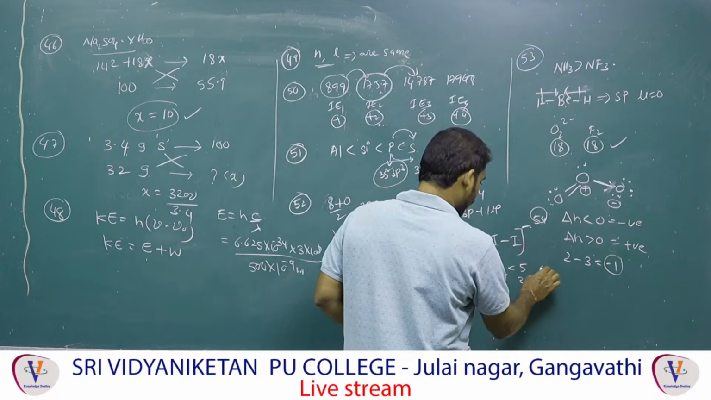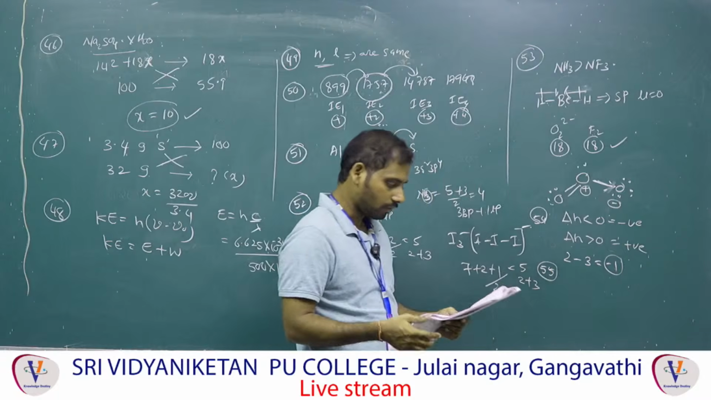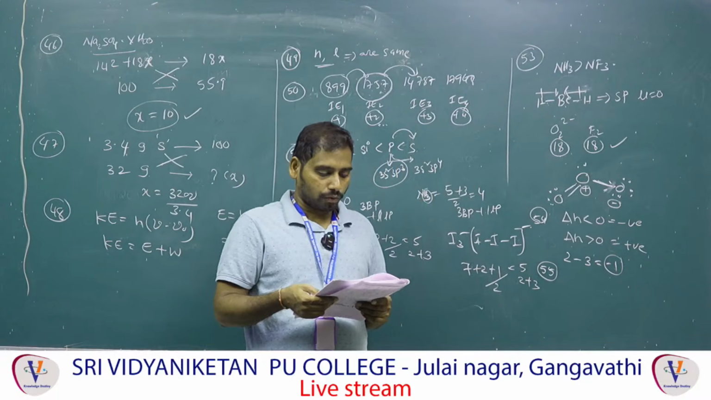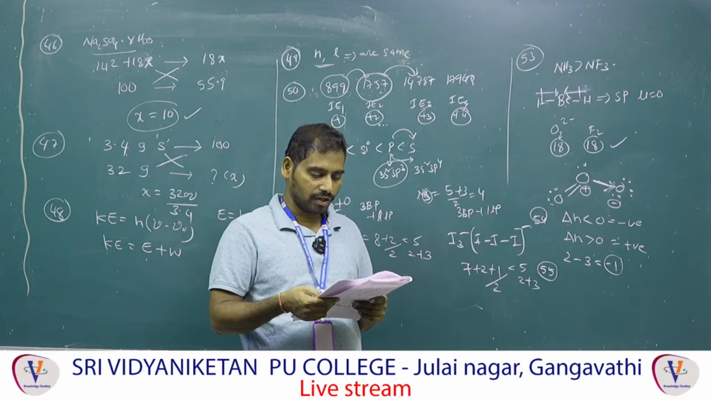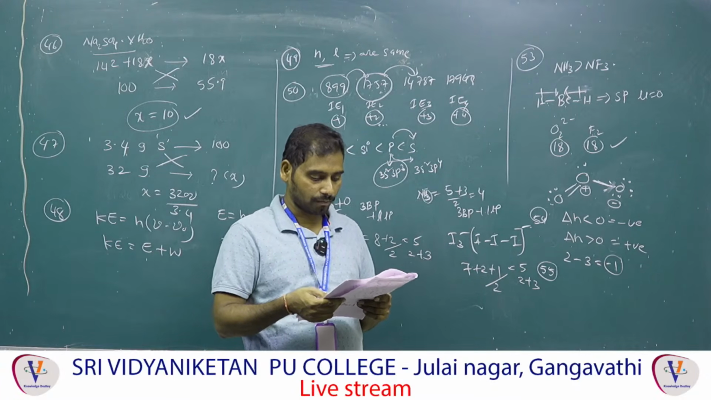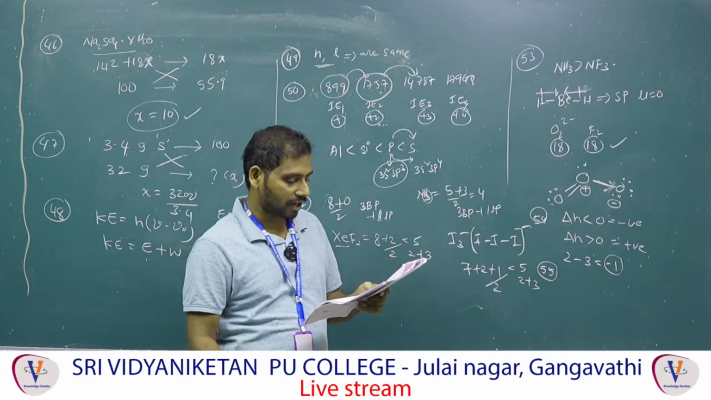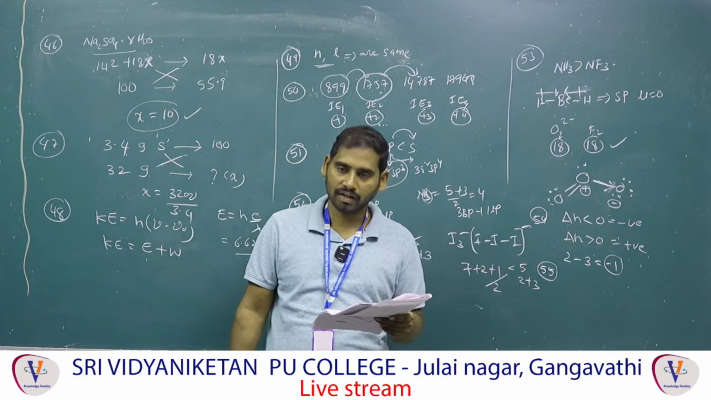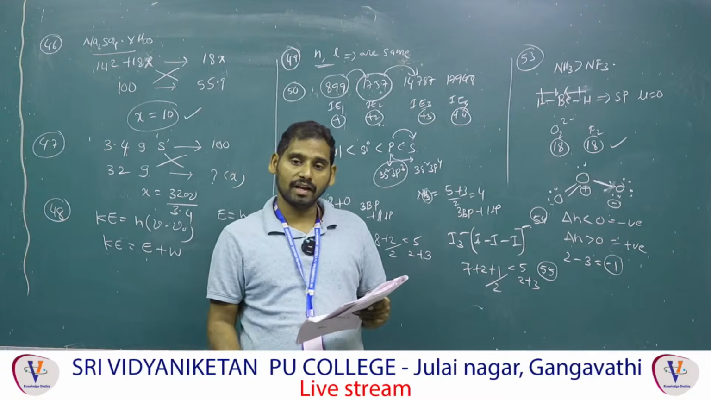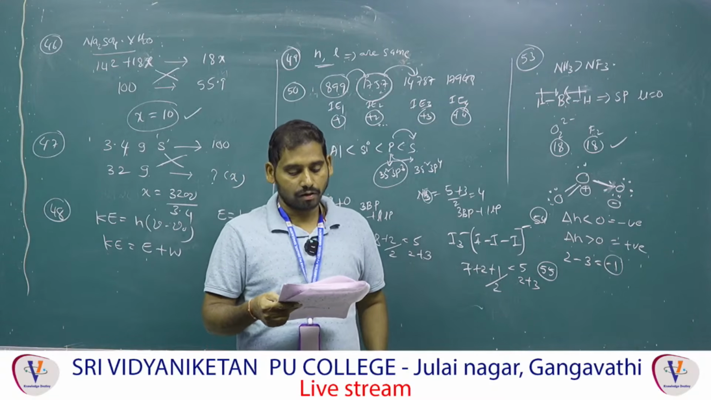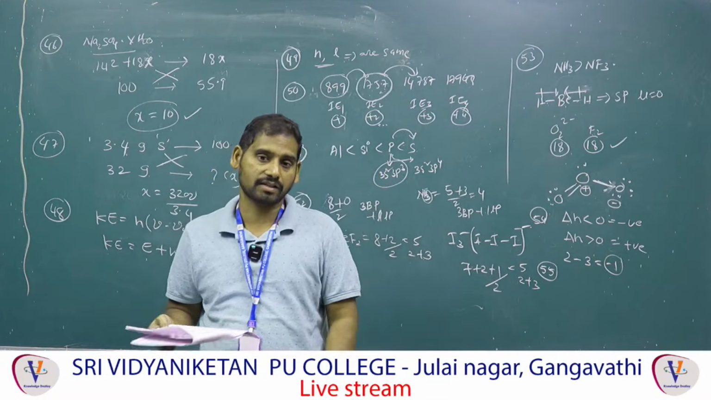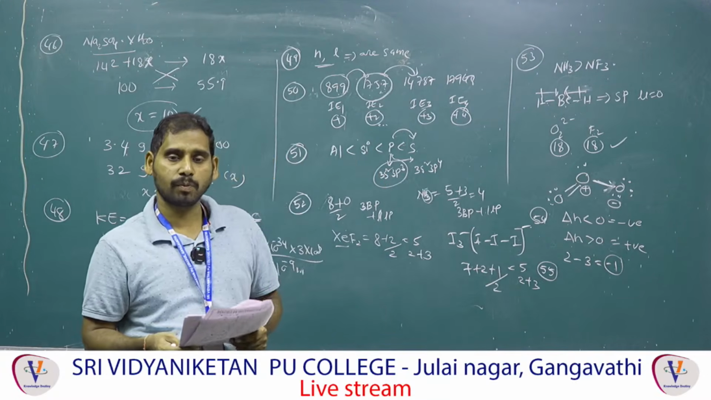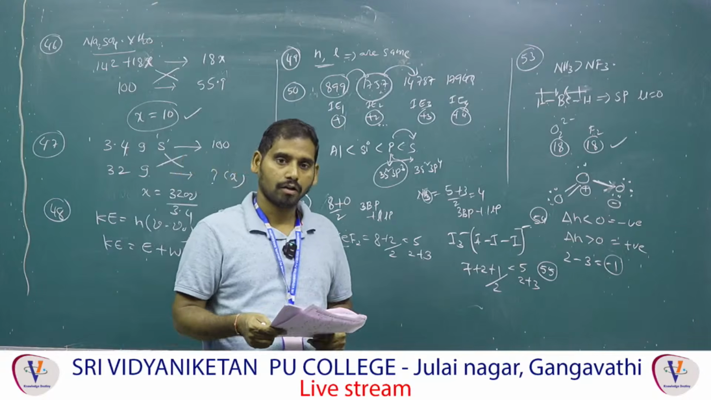Question number 55. At 25 degrees, the combustion of benzene and the combustion of acetylene were given. We need the change in enthalpy of the reaction, and the reaction is already given. Combustion means reactant minus products. Formation means product minus reactant.